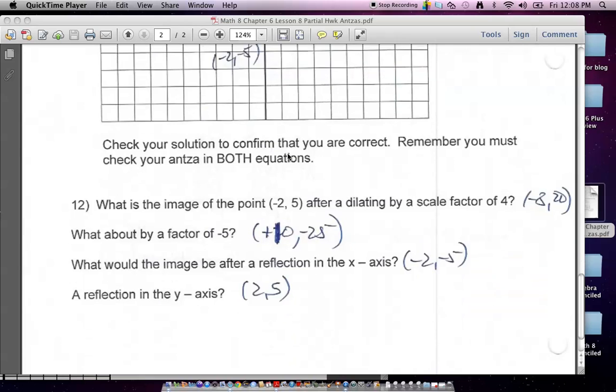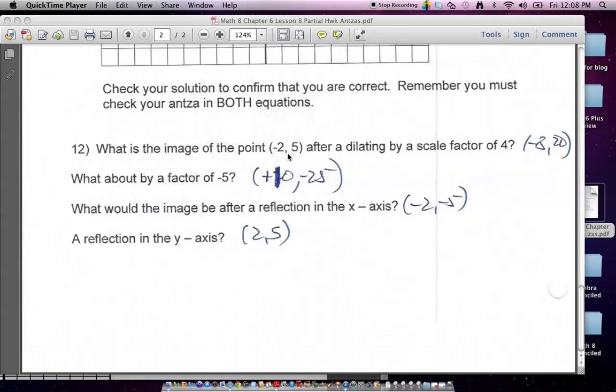All right, now, Talia asked about a dilation the other day. What is the image of the point negative 2, 5 after dilating by a scale factor of 4? To dilate means to get bigger or smaller. So if I'm going to dilate by a scale factor of 4, that means I'm going to multiply by 4. So negative 2 times 4 is negative 8, and 5 times 4 is 20. So the answer is negative 8, 20.